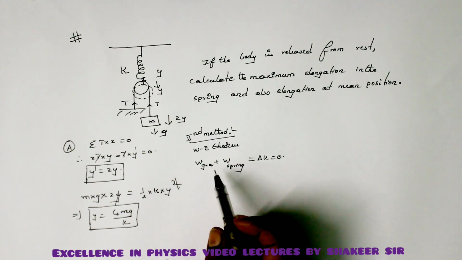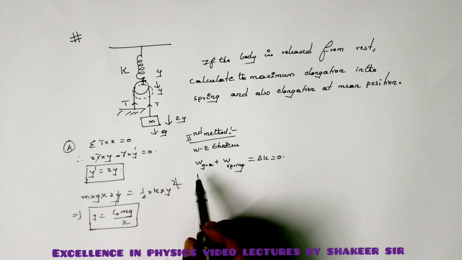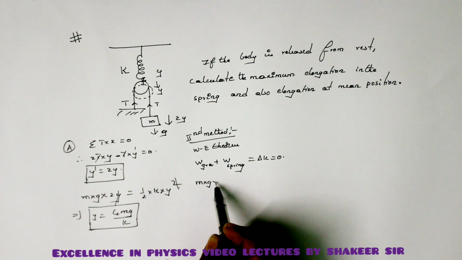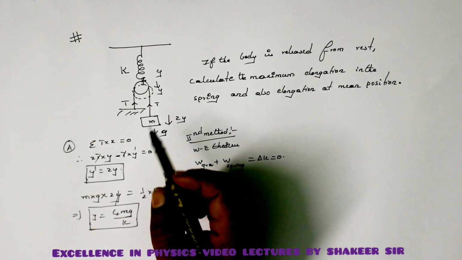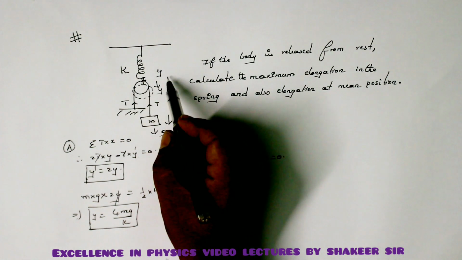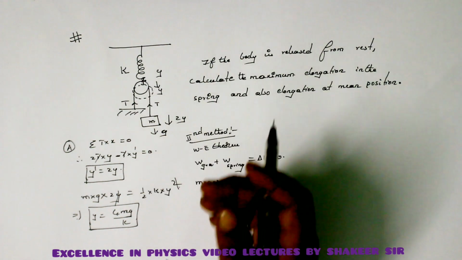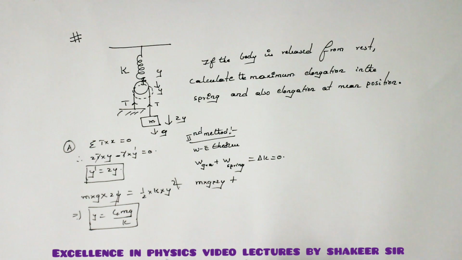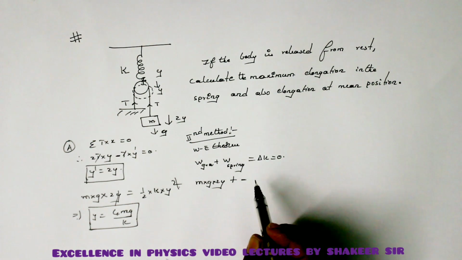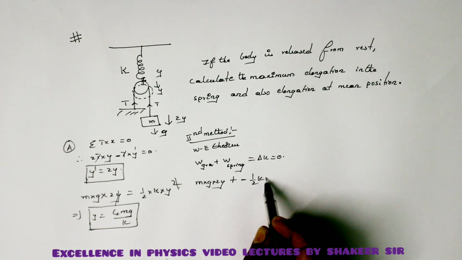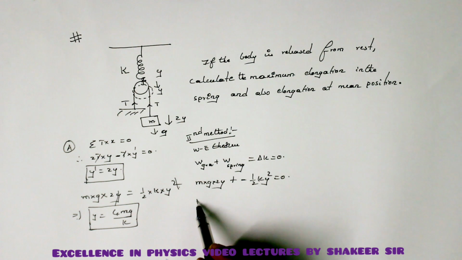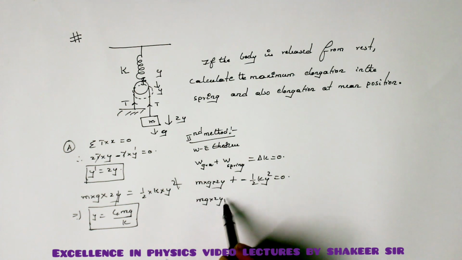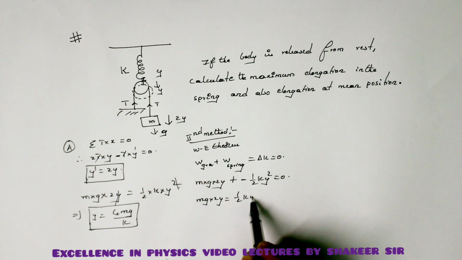So work done due to gravitational force on this body will be m into g into 2y plus work done due to spring. So spring is elongating downwards, so restoring force will develop in opposite direction. So work done due to spring will be negative. So minus half k y square is equal to 0. So therefore again we got the same relation. So mg into 2y is equal to half k y square.